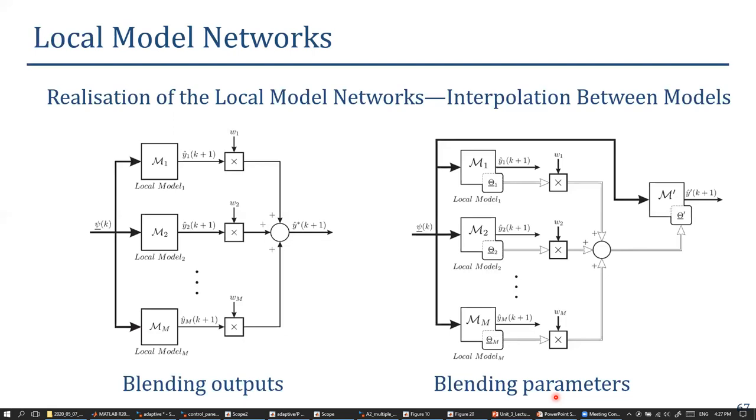Well, the point is we have models, right? And what we could do is just stick together the outputs, and then we get some sort of mixture of the overall output, which is the mixture of all outputs. Or we can join the parameters together. These are two very different things, and now I'm going to explain the difference between them. I will try to explain the difference.